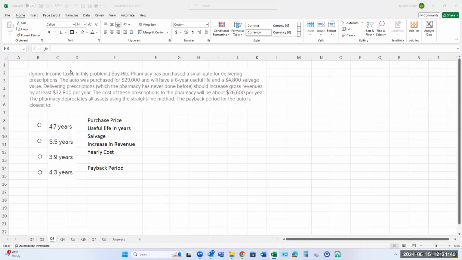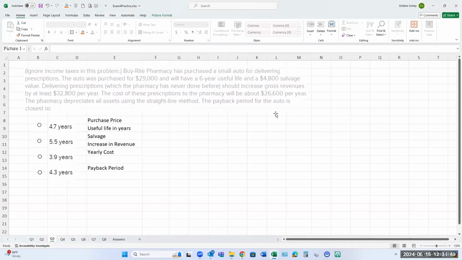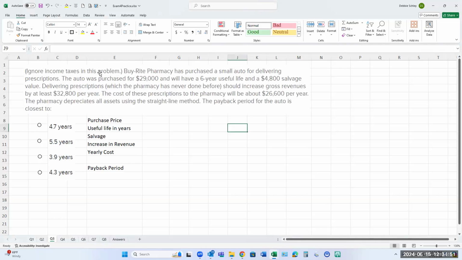Question 3. Ignore income taxes in this problem. By-Right Pharmacy has purchased a small auto or car for delivering prescriptions. The auto was purchased for $29,000. It will have a 6-year useful life and a $4,800 salvage value.